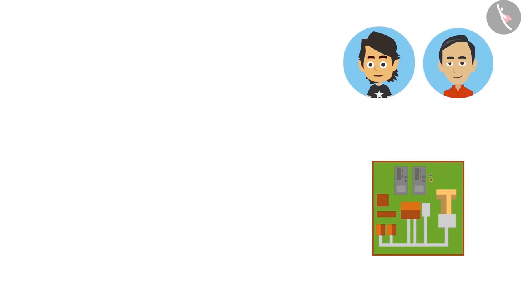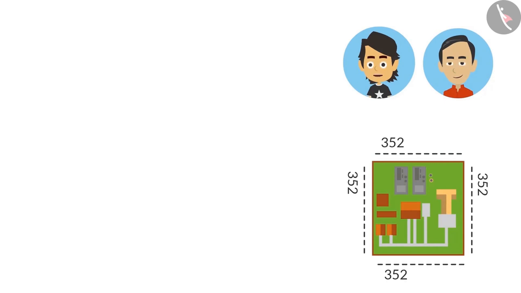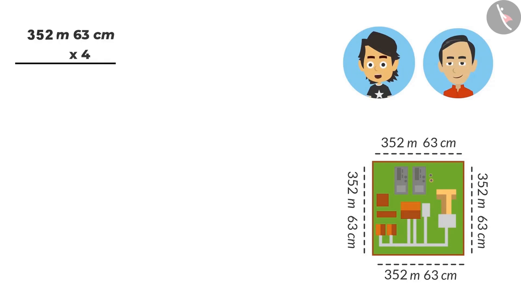Okay, the boundary of your factory is a square and the length is the same on all sides. That is 352 meters and 63 centimeters. So to get the boundary's length, we will multiply it by 4. Very good. See what comes after multiplying? 63 multiplied by 4 will give 252 centimeters. All right. And multiplying 352 meters by 4 will be 1408 meters. This means that the boundary of your factory is 1408 meters and 252 centimeters.